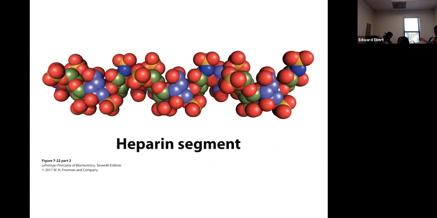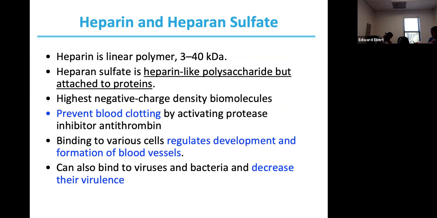Just to visualize a three-dimensional segment of it, this is kind of what it looks like. So you have this nice little springy section in there. Heparin and heparan sulfate. Our heparin is actually a small polymer, about 3 to 40 kilodaltons. Heparan sulfate is when you take this polysaccharide and attach it to the proteins. Okay? It has very high negative charge density, and it works to prevent blood clotting. It activates antithrombin, which prevents thrombin from stimulating blood clotting activity.